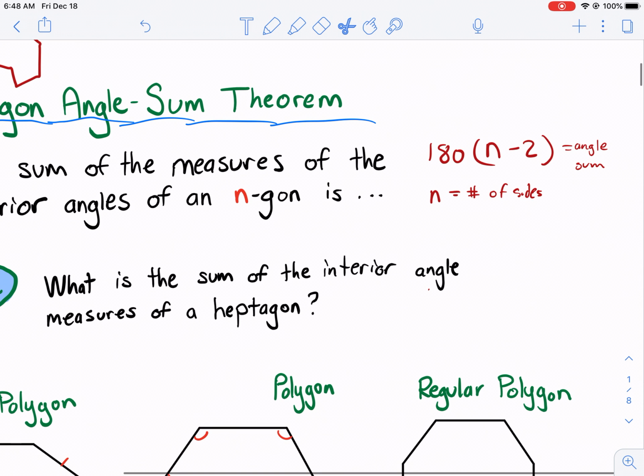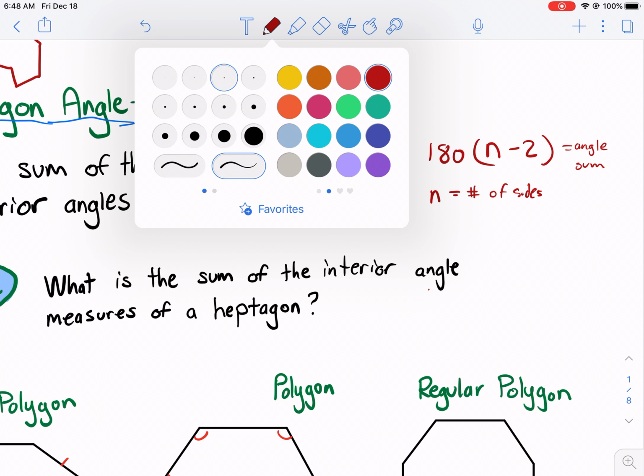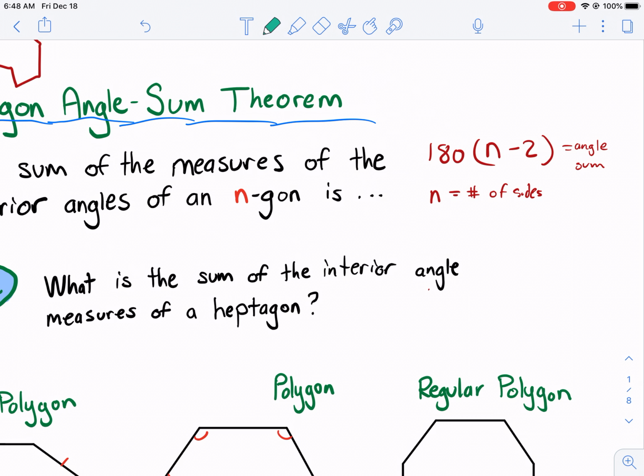Shame on me. Well, anyway, I'm going to give a quick example so you know why it works. If you put in n is 3 for a triangle, and you subtract 2, and then multiply that by 180, you get 180 times 1, and that equals 180 degrees within a triangle. And that is true.